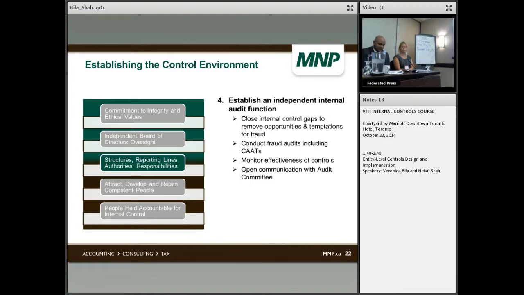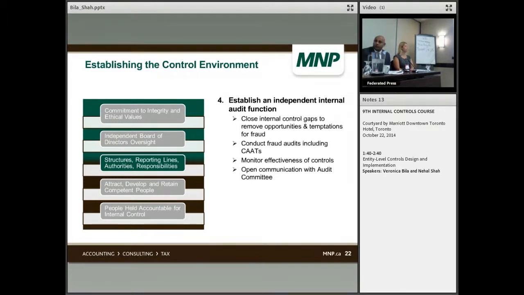IA, the internal audit function, is responsible for testing the effectiveness of controls and monitoring management's remediation of internal control gaps. Now, that could vary according to the organization. We've seen in some organizations where internal controls can lie within the controller's shop, for example, but if not, then internal audit would assume that function as an independent group.